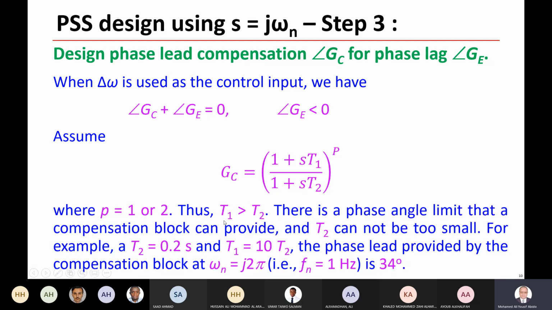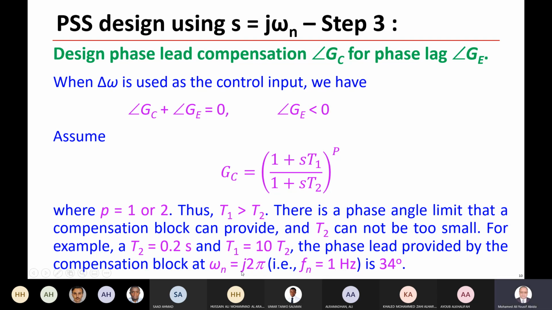So B is 1 or 2, and T1 must be greater than T2 in order to get phase lead. There is a phase angle limit that the compensation block can provide, and T2 cannot be too small. You need T2 equal to 0.1 second, 0.2 second. For example, T2 equal to 0.2 second. If you select T2 equal to 0.2 second and T1 equal to 10 times T2, meaning 10 times 0.2, which is 2 seconds, this block will give you an angle equal to 34 degrees if the oscillation frequency equals 1 hertz.